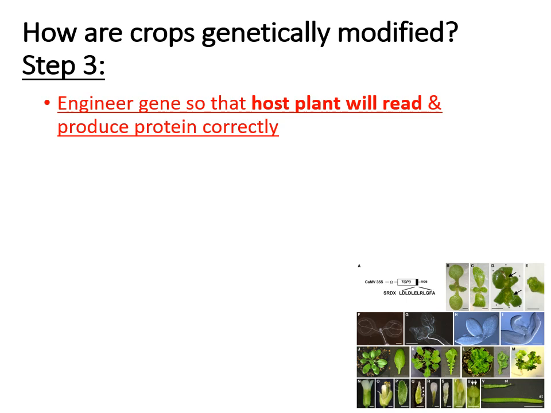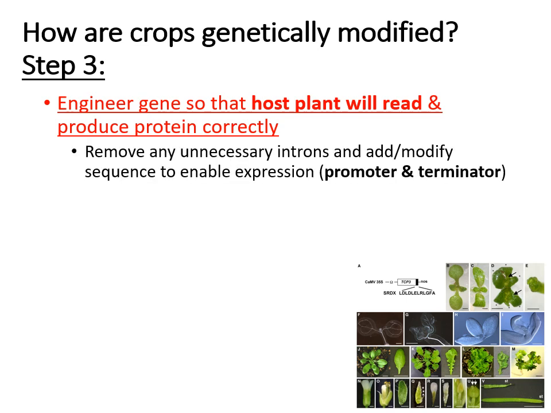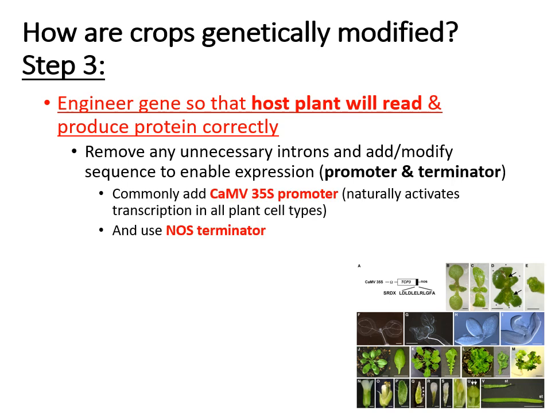So what they end up doing are things like removing any unnecessary introns, and what they also do is make sure that it has proper plant gene signals. Specifically, they put a promoter and a terminator sequence around that gene, sequences that are known to be able to be read in a plant cell, okay, that all plant cells will be able to detect and properly work with. What they commonly use are the CaMV 35S promoter and the NOS terminator.